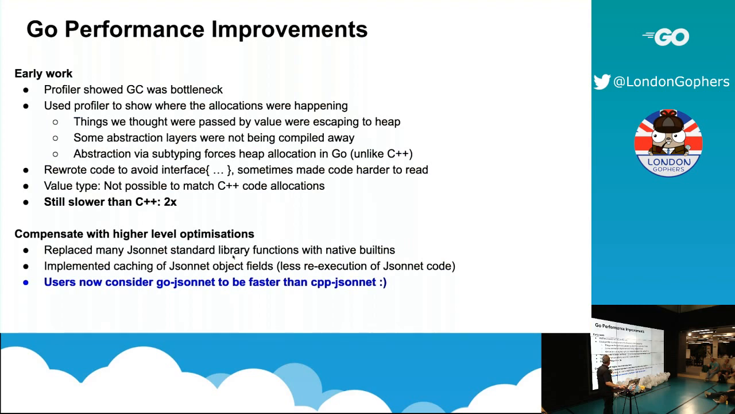So that meant replacing things with built-ins and caching fields so that we don't run things more often. As a result of that, Go Jsonnet is actually now faster than C++ Jsonnet, although if we had done these same optimizations on C++ Jsonnet, it would just be faster still than Go. But we want to actually incentivize people to move to Go, so we haven't done that. So there we go.